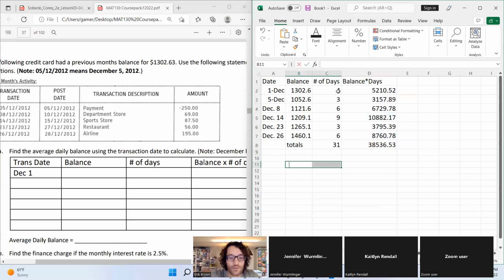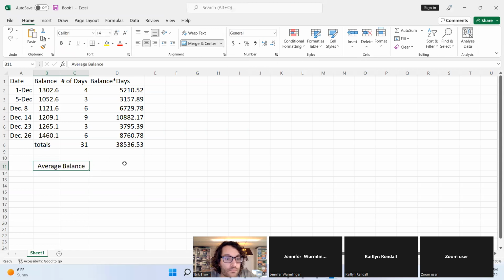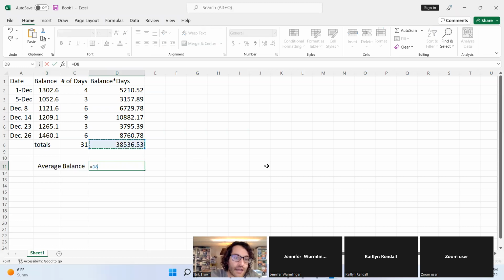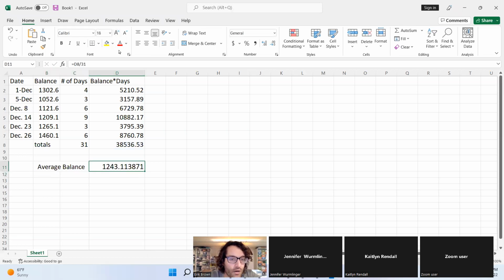And then for the last one, we're going to get the average. To get the average daily balance, we need to divide that sum by the number of days in December. So I'm just going to do equals, select that total and divide it by 31. Let me pause there and you all let me know if you know what's going on or don't know what's going on.